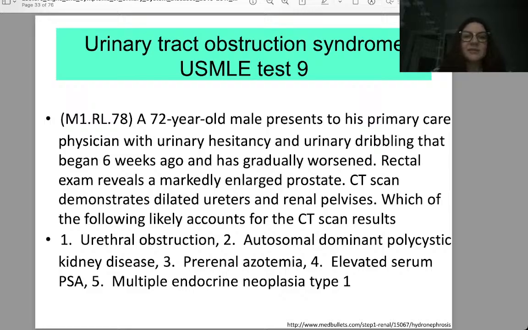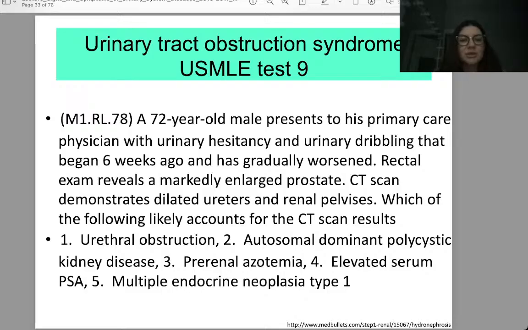Next question. A 72-year-old male presents to his primary care physician with urinary hesitancy and urinary dribbling that began 6 weeks ago and has gradually worsened. A rectal exam reveals a markedly enlarged prostate. CT scan demonstrates dilated ureters and renal pelvises. Which of the following likely accounts for the CT scan results?